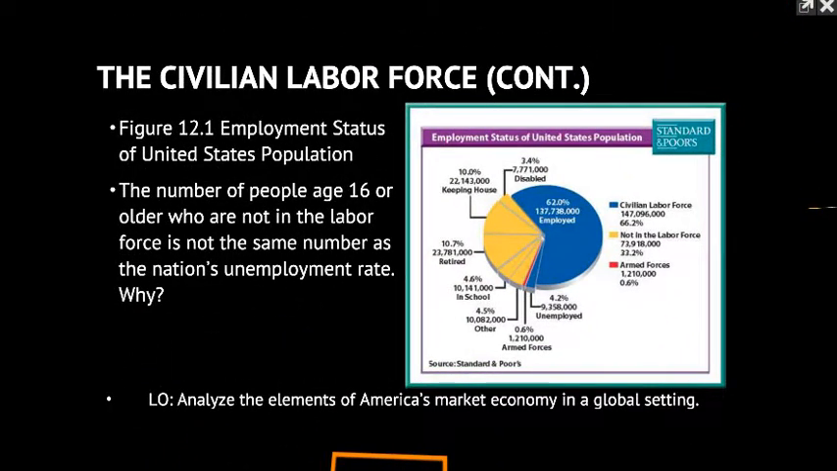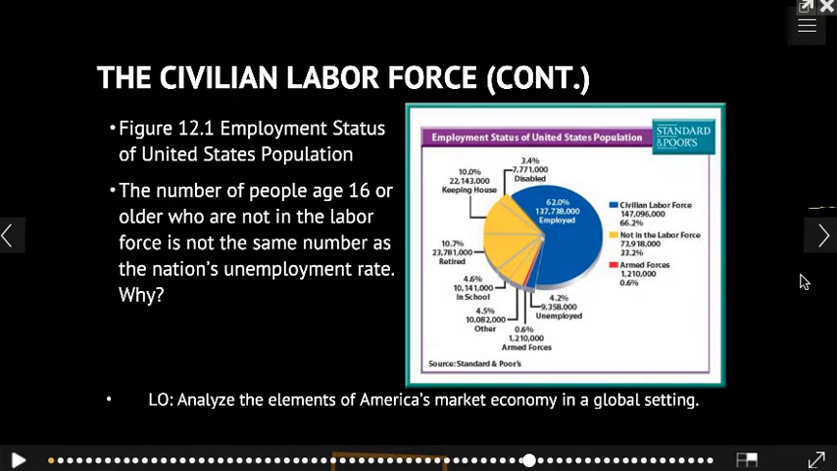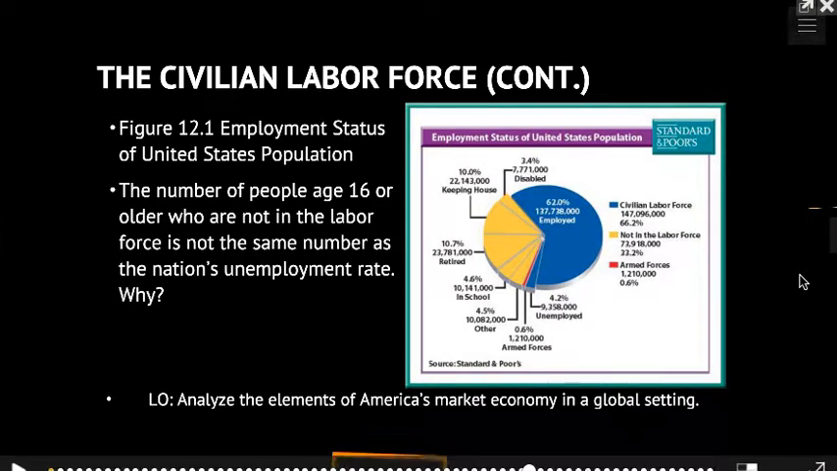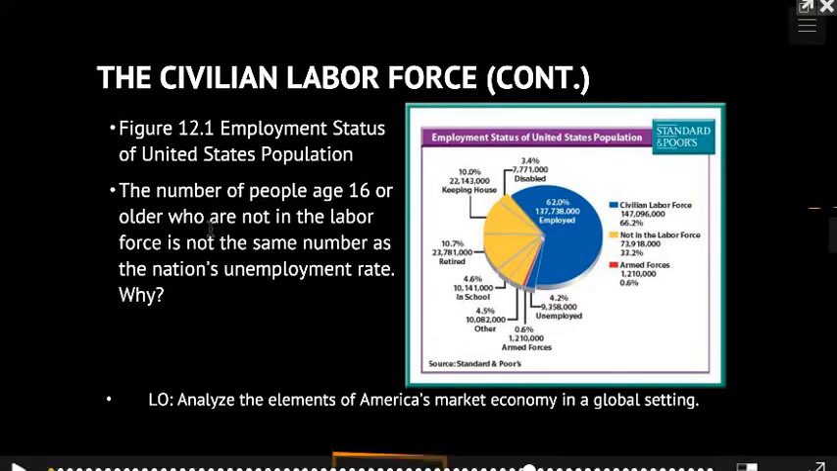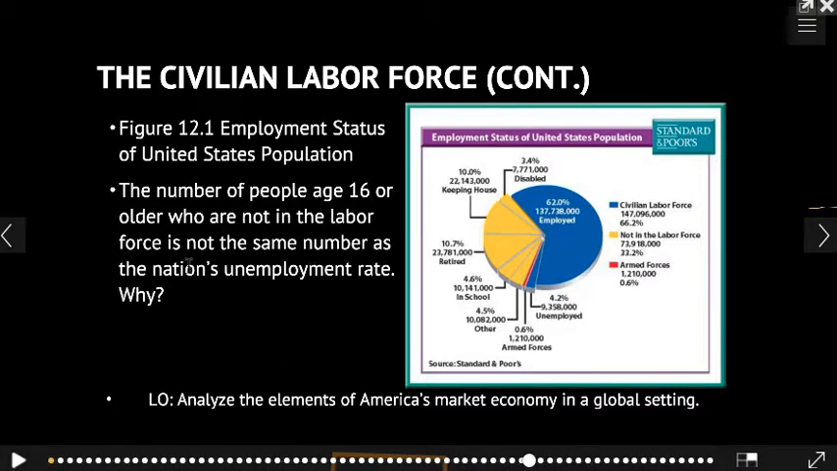Figure 12.1 looks at the employment status of the United States population. The number of people age 16 or older who are not in the labor force is not the same as the nation's unemployment rate. Why? Let's take a look at the breakdown.